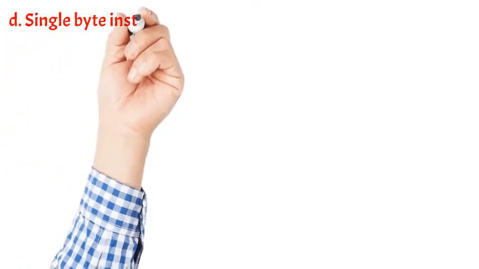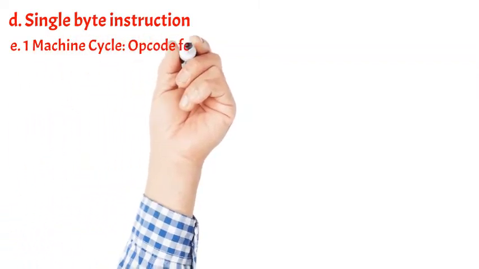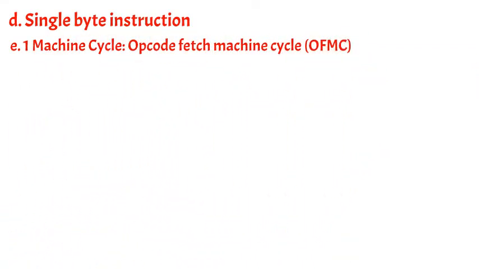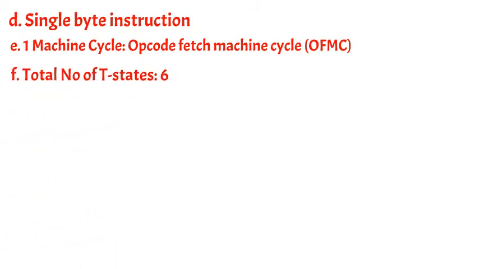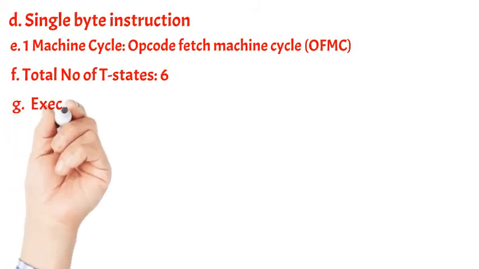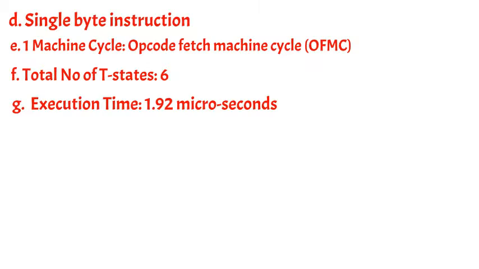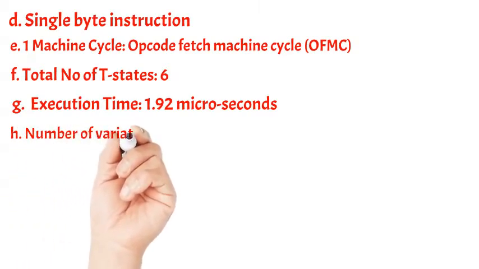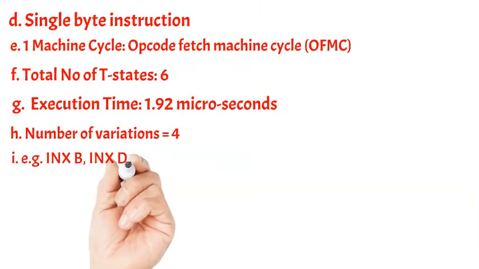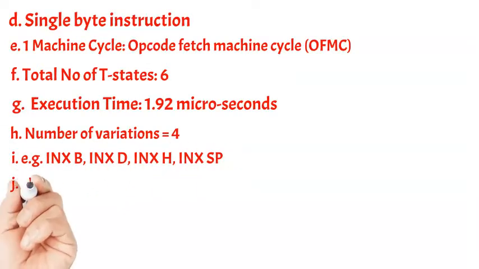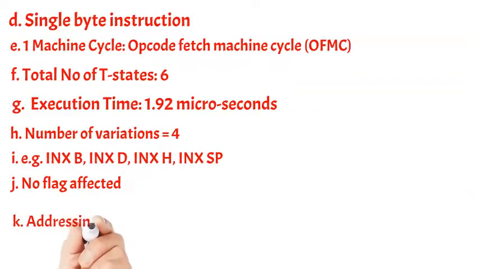The other properties of this instruction are it's a single byte instruction and it has only one machine cycle, that's the opcode fetch machine cycle. The difference here is that the opcode fetch machine cycle will not have 4 T states, but it will have 6 T states, and therefore the execution time will be 1.92 microseconds. The number of variations of this instruction are 4. You have INX B, INX D, INX H, and INX stack pointer. No flags are affected by this instruction.